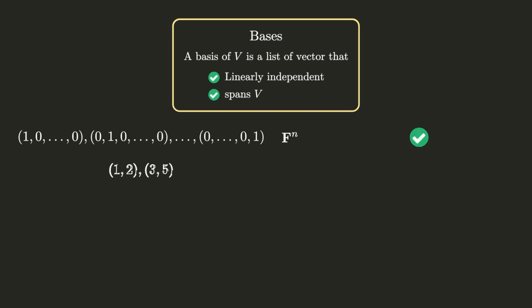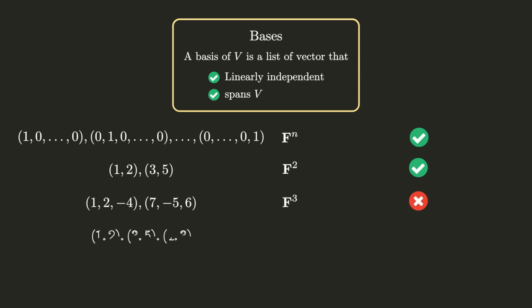This list of vectors is a basis for F2 because it meets both the conditions for a basis. This list of vectors is not a basis for F3 because it does not span F3. This list of vectors is not a basis of F2 because it is not linearly independent. This list of vectors is a basis for P sub m of F. This sub m here indicates that this set only contains polynomials of degree at most m, so it's easy to see this basis indeed spans the space.